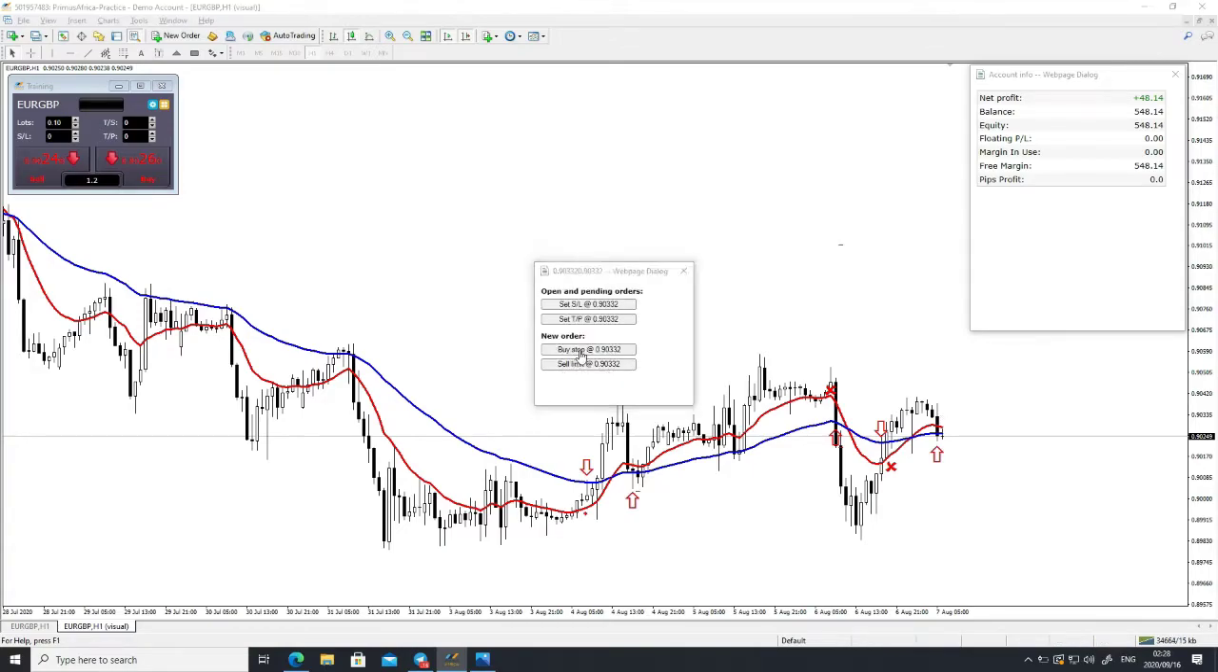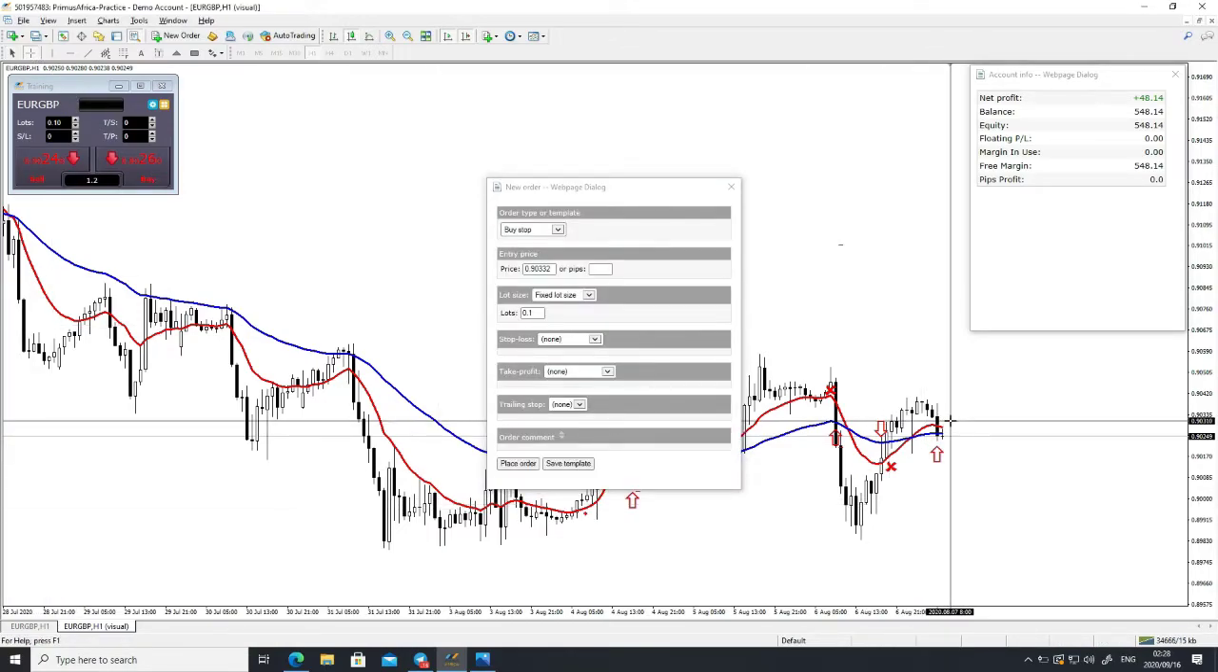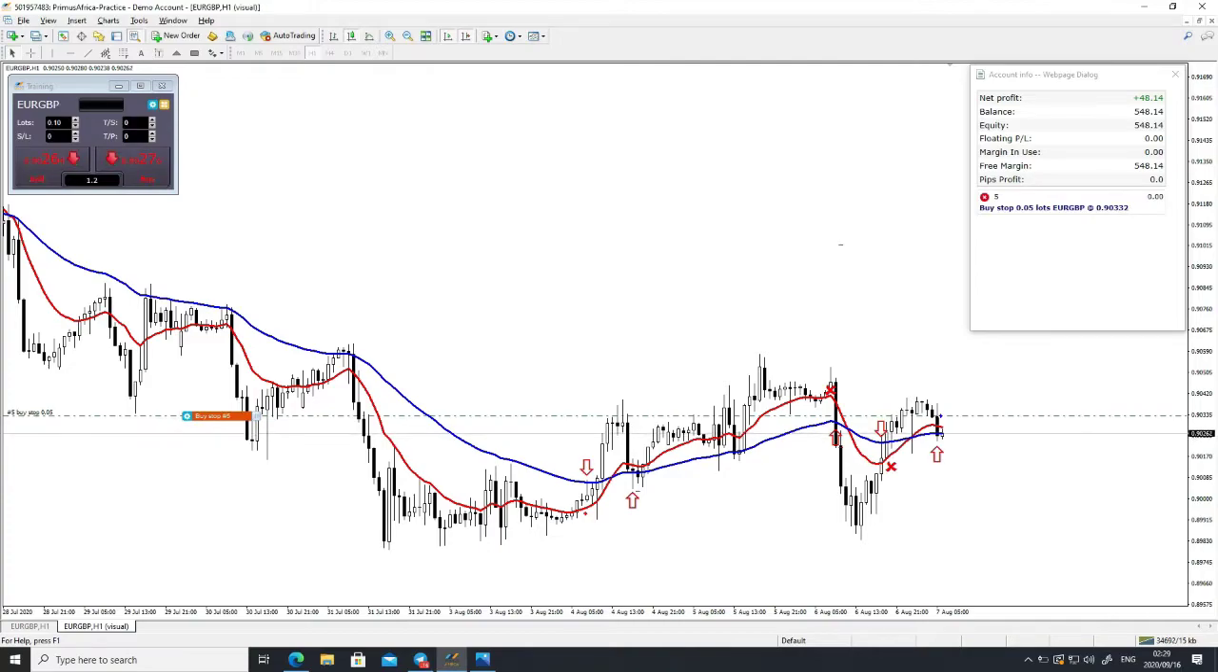Alright, moving average is just there. So we're just gonna place a buy order and just measure that as well. So that's about 14 pips. So I want to risk $10 here. So I can use a lot size of 0.05. Okay, place the order.